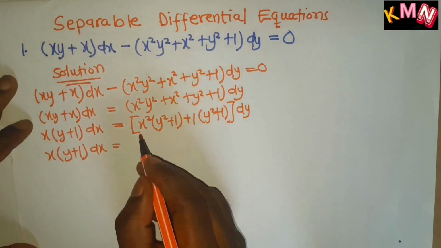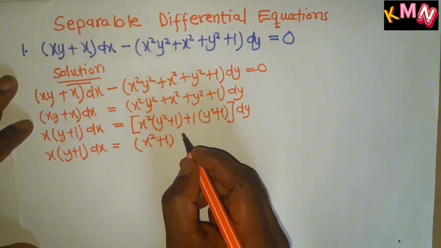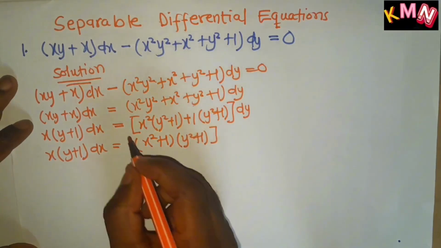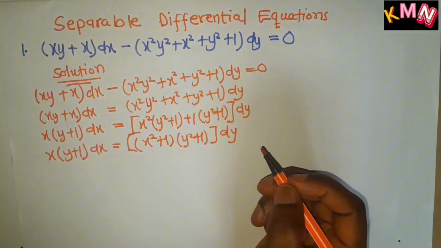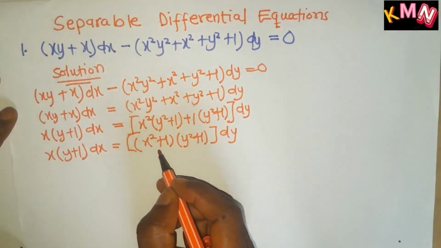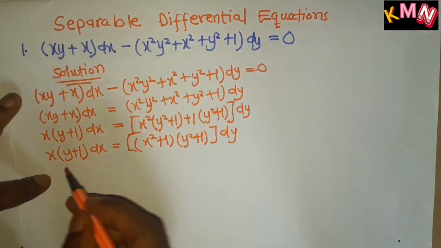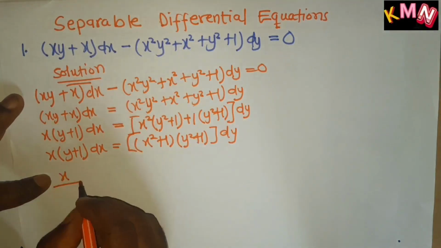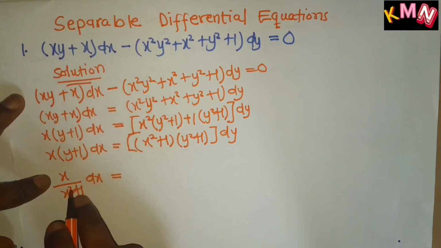So here we have this, then this and this can be put together, and that gives us this. This is the same as this, so we're going to get (y squared plus 1) dy. Since we have this, it is clear that we can easily separate. We can just divide both sides by x squared plus 1 so that we can get the x on that. Then here we can divide both sides by that so that we can get the other side. So when we divide, we're going to get x on x squared plus 1 dx, separated.